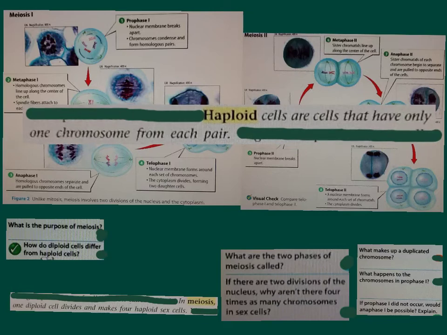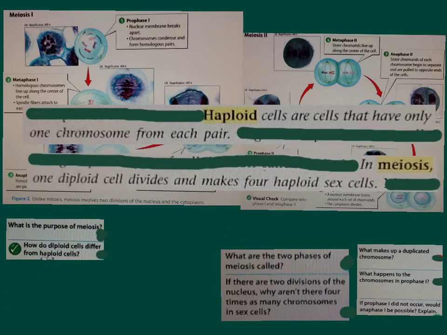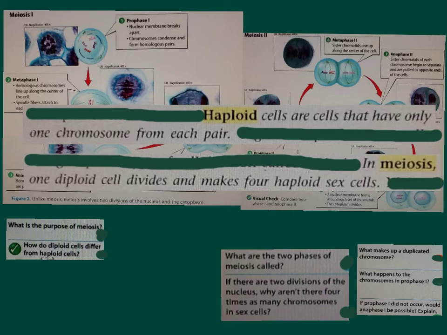In meiosis, one diploid cell divides and makes 4 haploid sex cells. Meiosis occurs only during the formation of sex cells. Reading check. How do diploid cells differ from haploid cells?